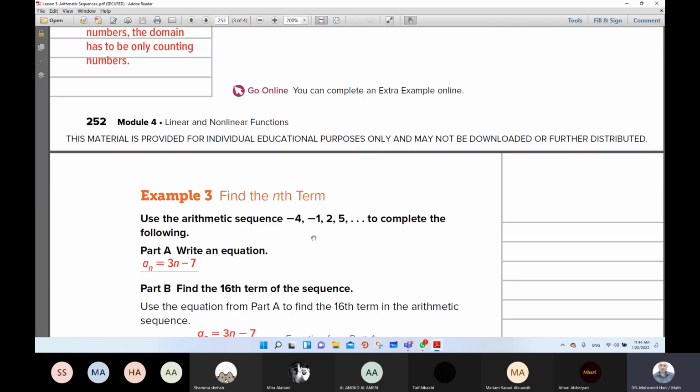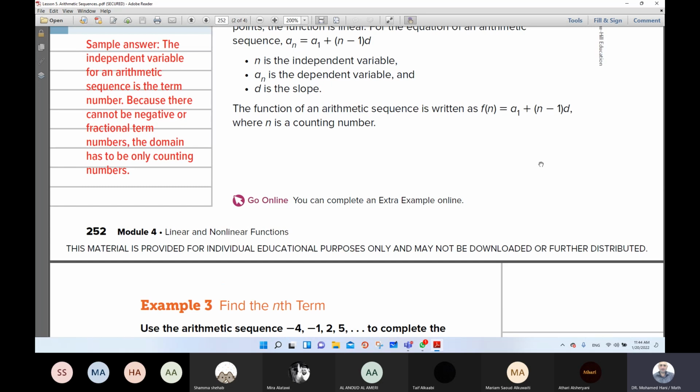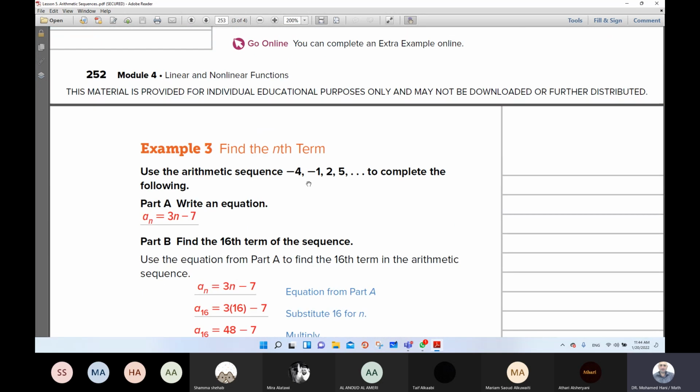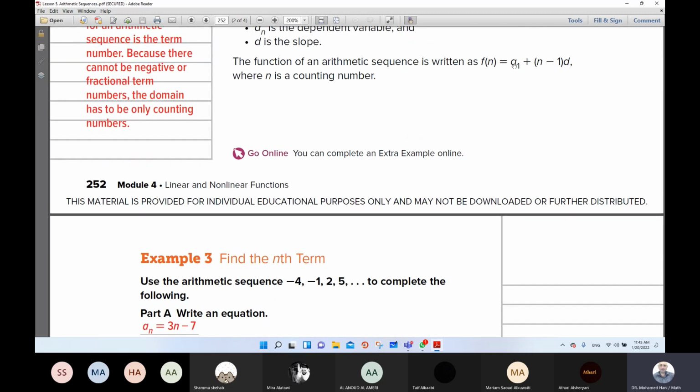So an. What is the first term a1? a1 will be -4. What is the common difference? -4 plus what equals -1? Plus what equals 2? 2 plus what equals 5? Plus 3. So d here equals 3. So we can write here a1 -4, and here n minus 1, and here 3.